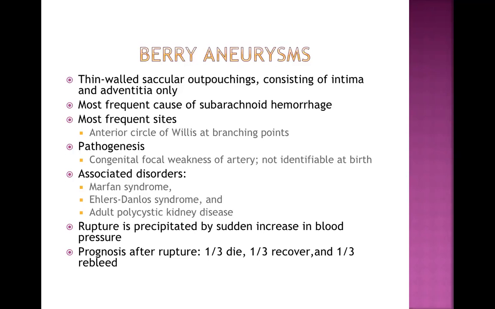Some associated disorders of berry aneurysms are Marfan syndrome, Ehlers-Danlos syndrome, both of them are called connective tissue disorders, and adult polycystic kidney disease. These are the association of berry aneurysm, so that we need to take a good history, we need to do good examination of the patient, and we try to diagnose this condition, whether they are present in the same patient or not.